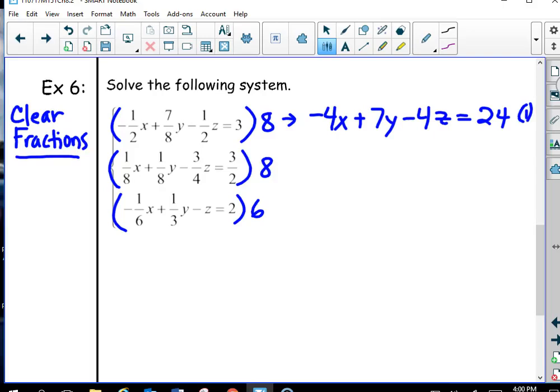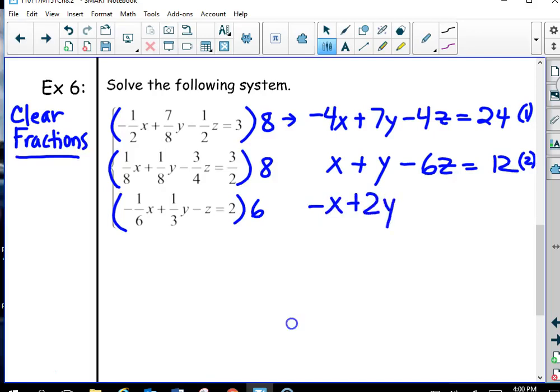Let's see what equation 2 looks like. 1/8 times 8 is 1x. Same with the y. And 3/4 times 8, 4 goes into 8 twice. 2 times 3 is 6, and don't forget the negative 6z. And 2 goes into 8 4 times. 4 times 3 is 12. So there's my second equation. And I get negative x. 3 goes into 6 twice, so plus 2y, and minus 6z equals 12.